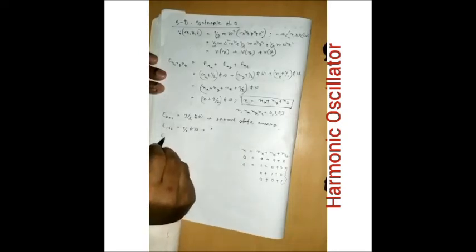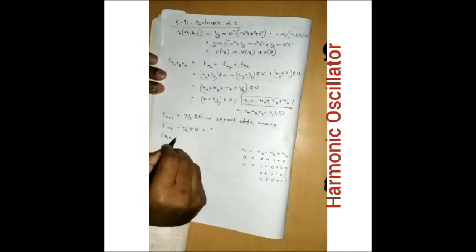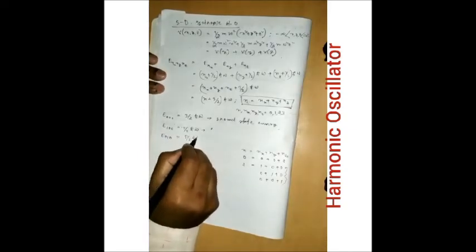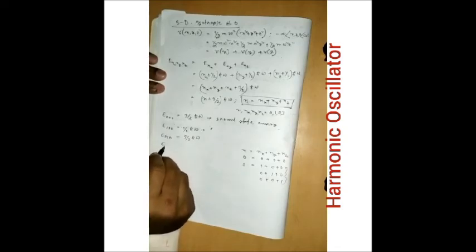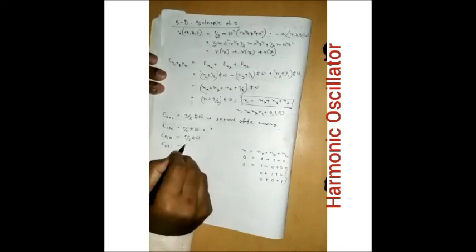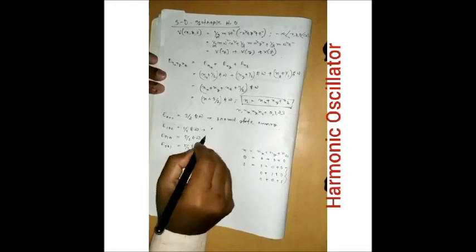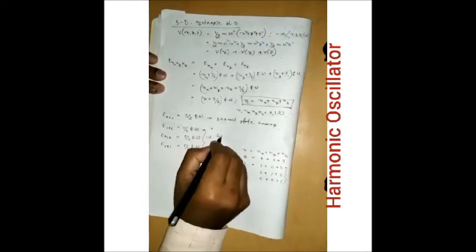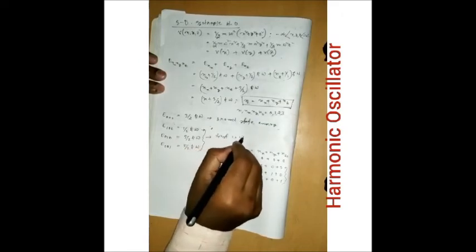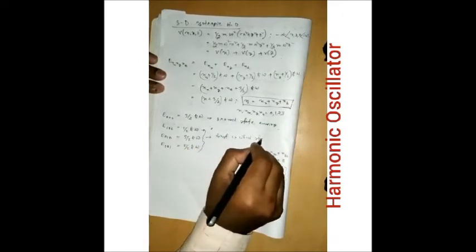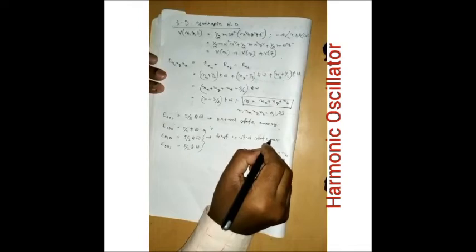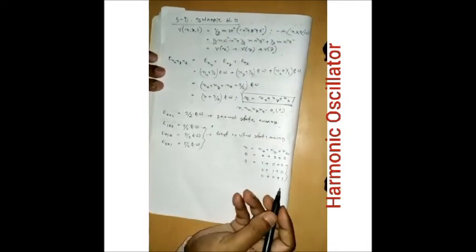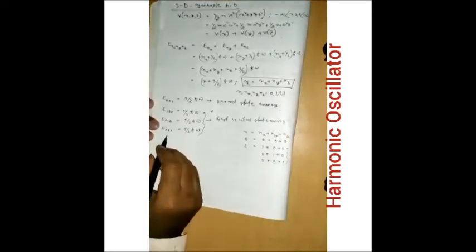Similarly, E010, again you will get 5 by 2 h-bar omega, and E001, again we will get 5 by 2 h-bar omega. These all values are the same, so this is the first excited state energy, clear.